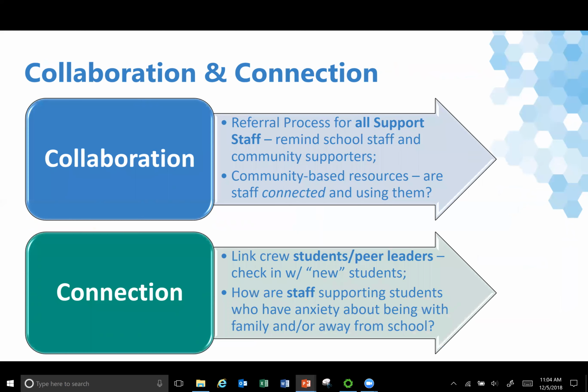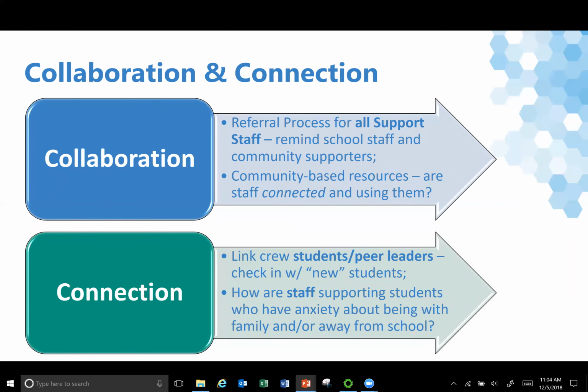So we lump this into 4 main categories. The first 2 are collaboration and connection. If we were thinking systems-wide, collaboration will look like things such as having a refresher about referral processes for all support staff, and talking to your peers and colleagues about what community supports are out there and who might be making those referrals. So collaboration is key.